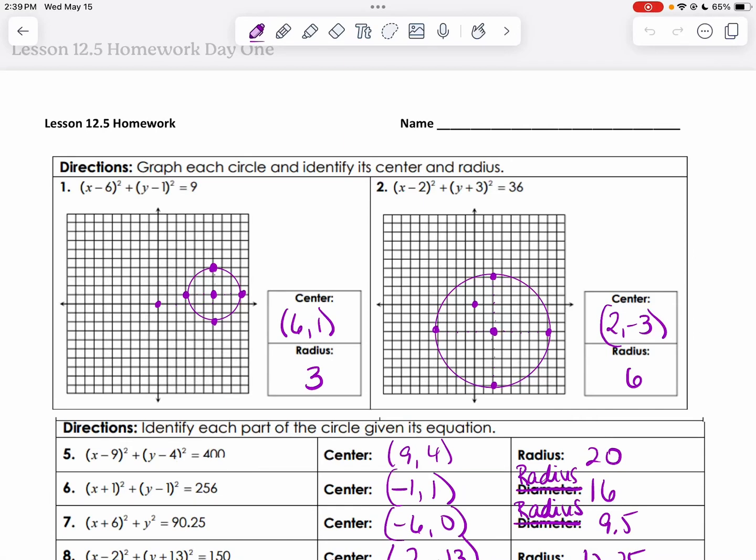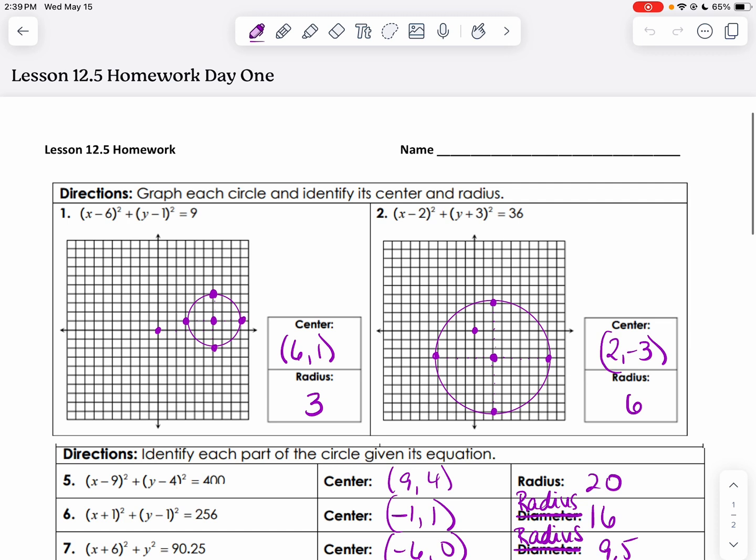So what we're going to do is go through your homework problems and make sure that everybody understands how to do these problems. If we look at number 1, here is the equation that they gave us. We need to find the center and the radius first. If we look at the x minus h, we get that the center is 6. If we look at the y minus k, we get that the center is 1. And when it's radius squared, we get that the radius is 3.